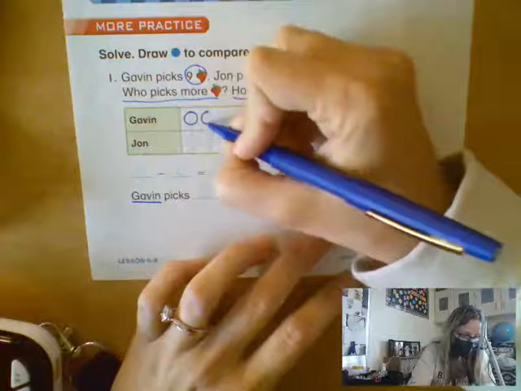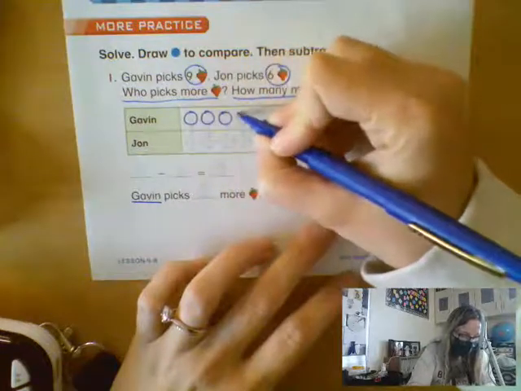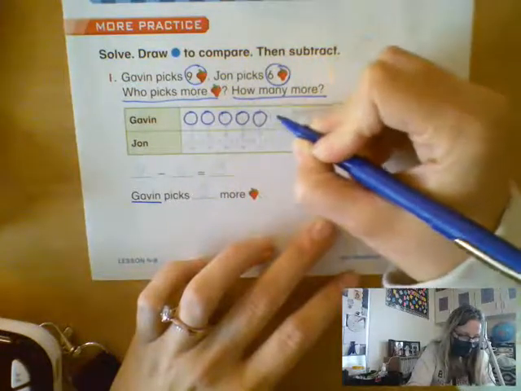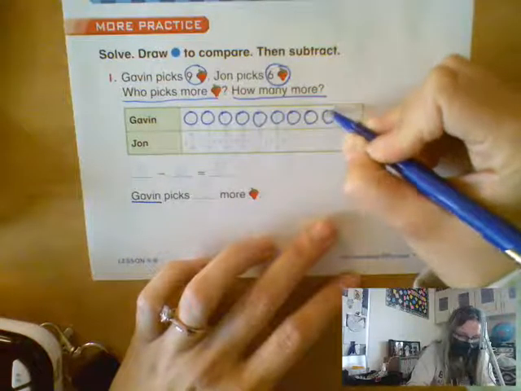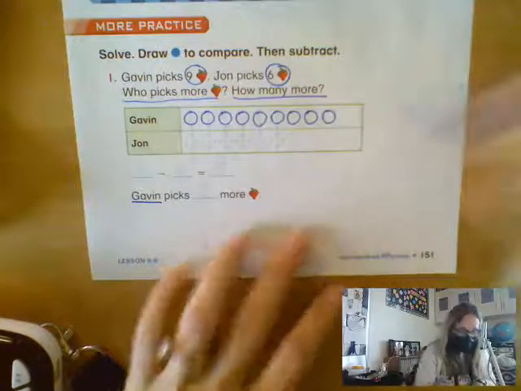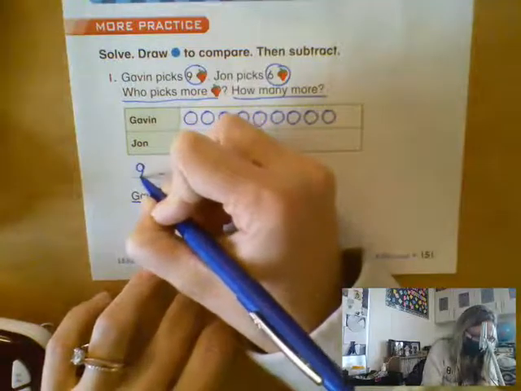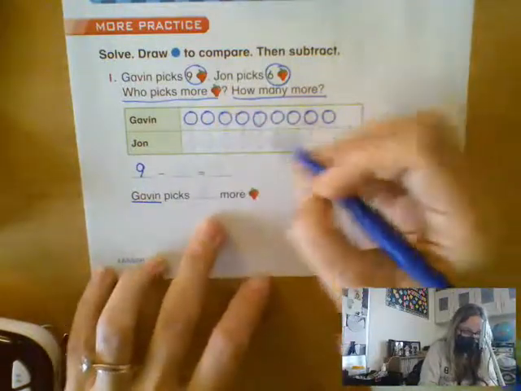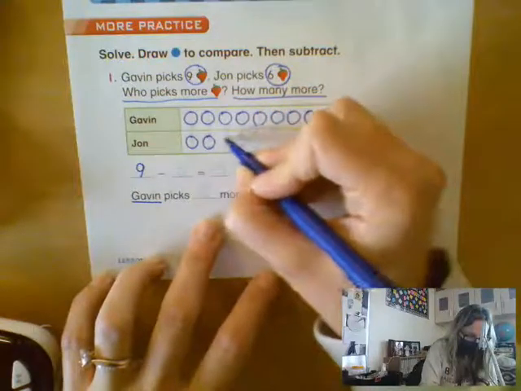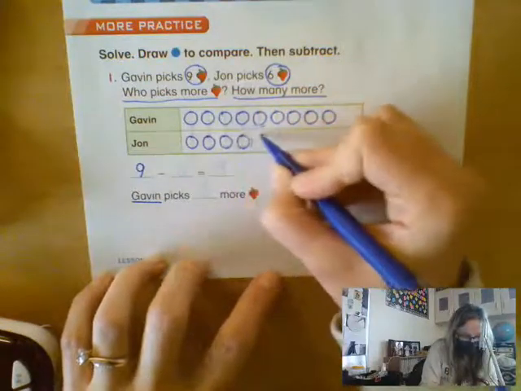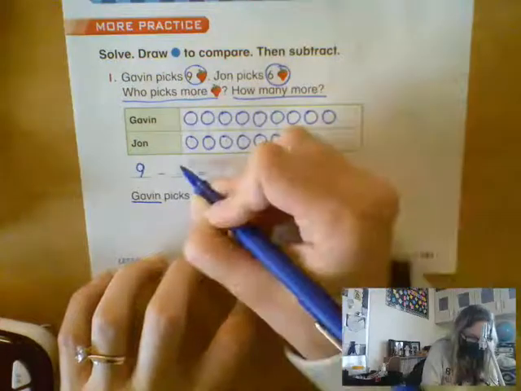1, 2, 3, 4, 5, 6, 7, 8, 9. And you can put your 9 here. And then we're going to draw John 6 strawberries. He has 6, so draw his 6. 1, 2, 3, 4, 5, 6. Make sure you trace the 6.